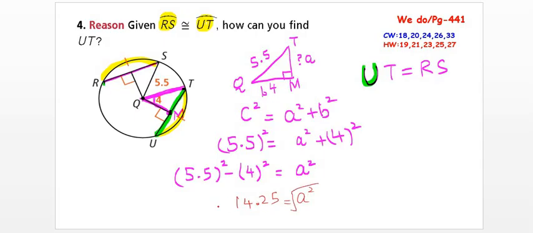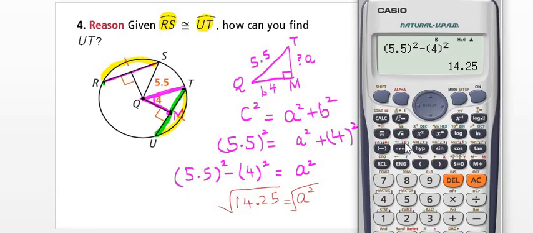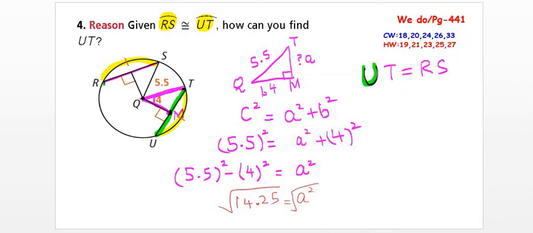We can take the square root of this side and the square root of this side. So let's take the square root of the answer that we got. It is giving us 3.77, right? So A equals 3.77. Now this length TM is 3.77. How can you get TU? Because our question was how to find TU.